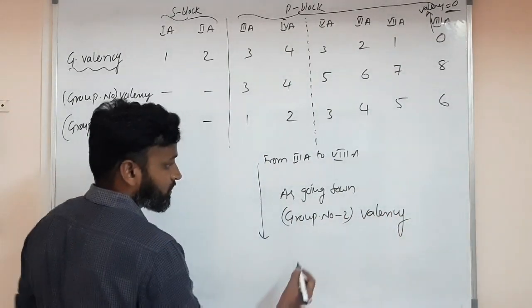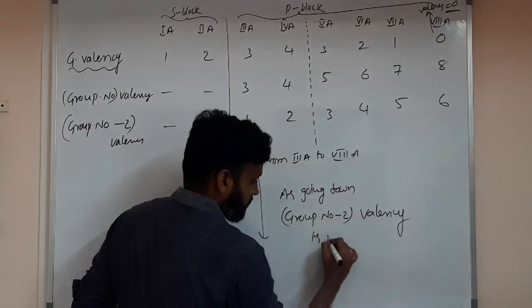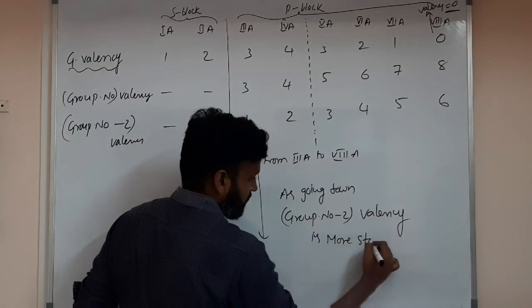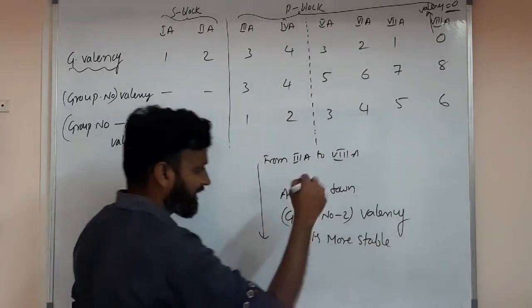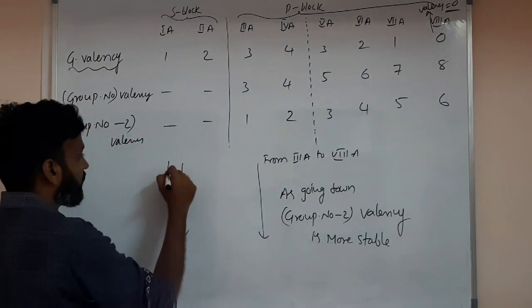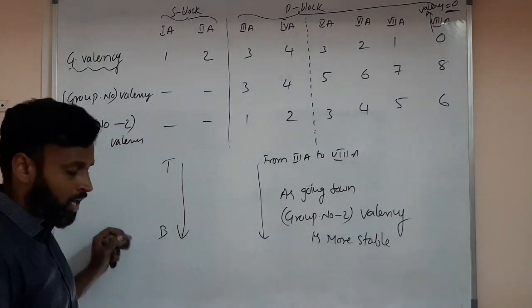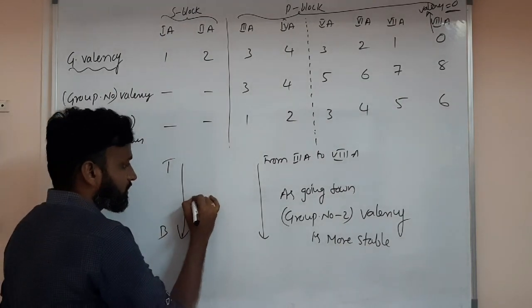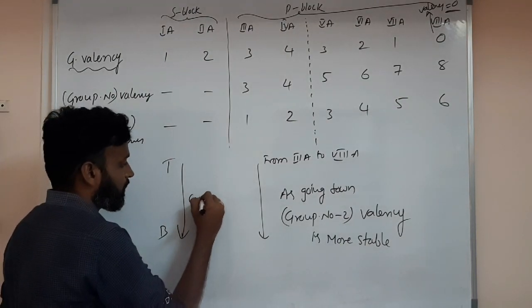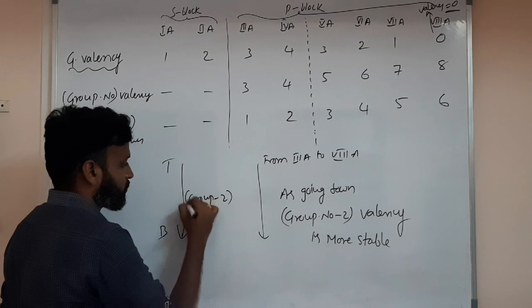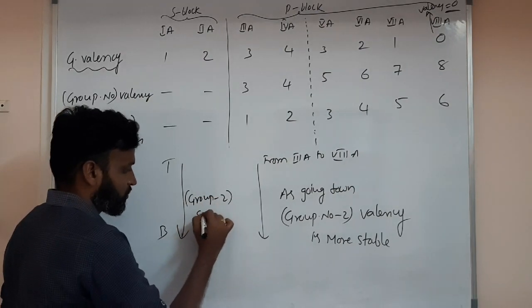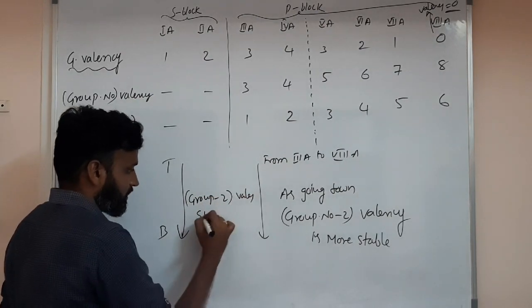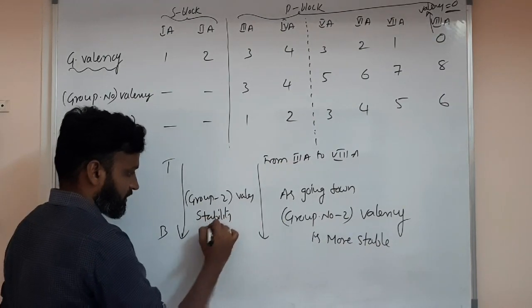Group number minus 2 valency is more stable. Means that stability increases. So as we go down, top to bottom, what valency stability increases? Group number minus 2. Group number minus 2 valency stability increases.